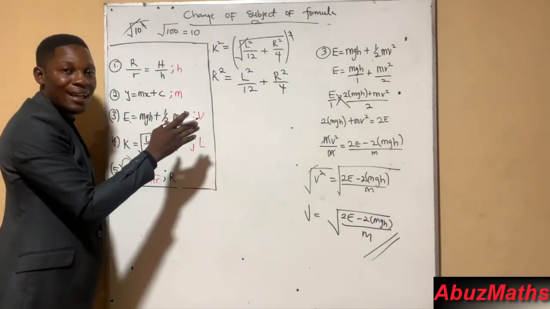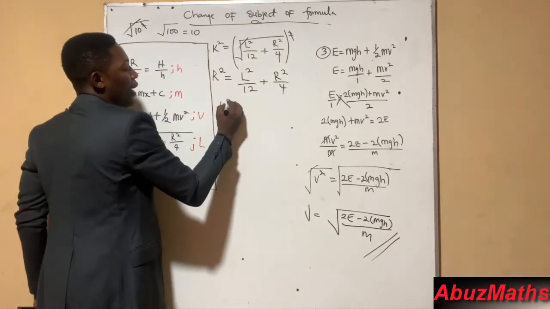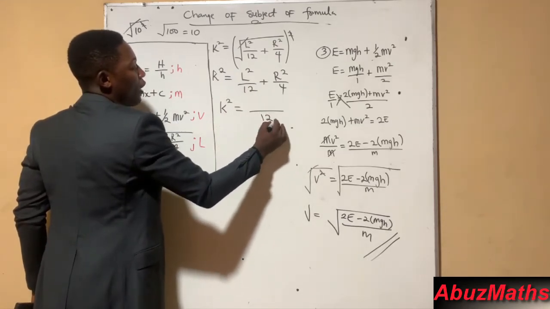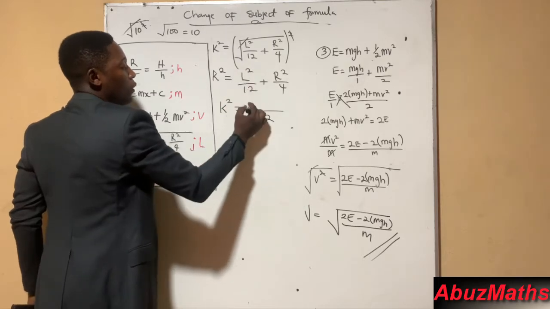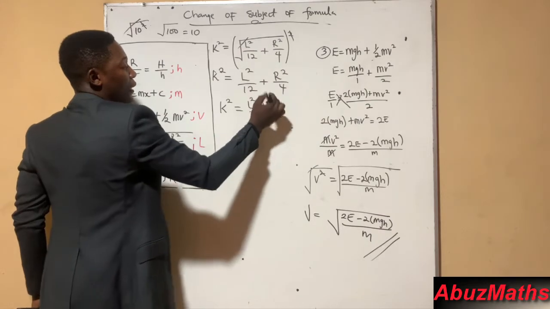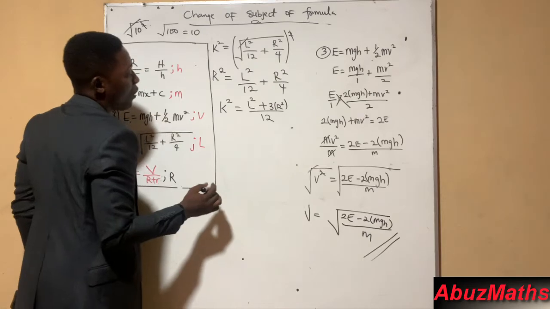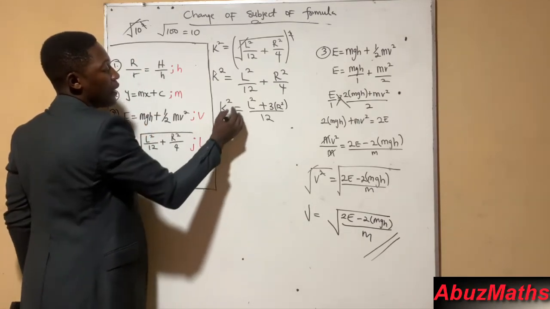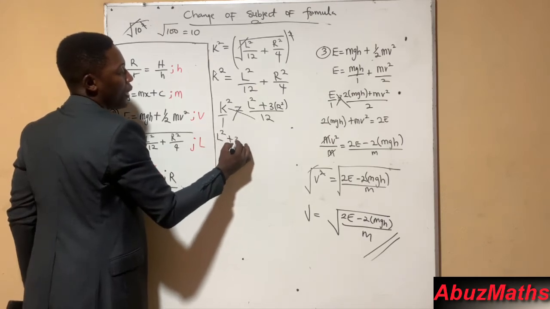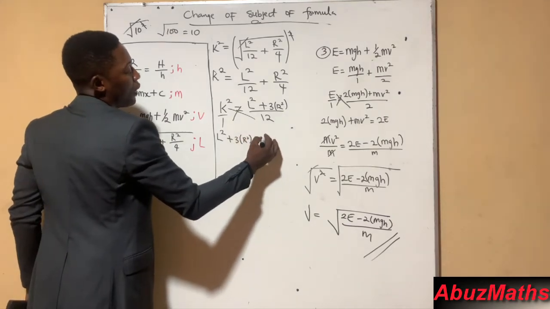What am I going to do here? Yes, you're correct. I have to do addition of fractions. So my k squared will be equal to, the LCM of 12 and 4 is 12. 12 into 12 is 1, 1 times L squared is L squared, plus 4 into 12 is 3, 3 times R squared is 3R squared. Alright, so here I can now cross multiply.